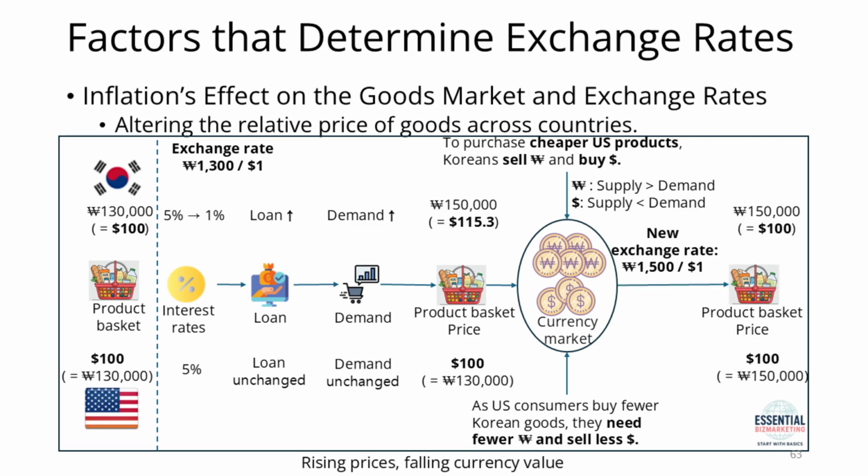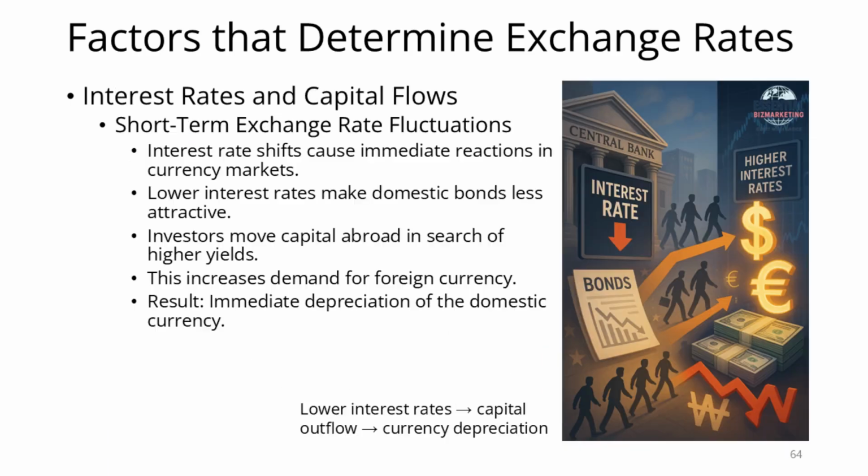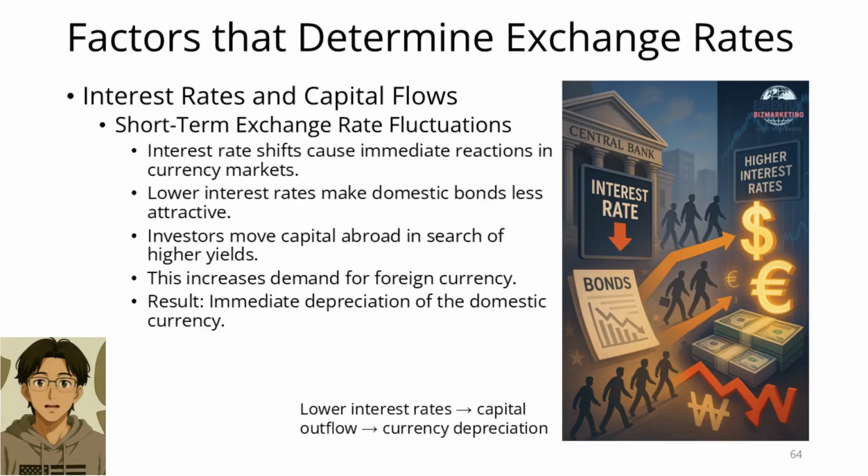Let's see how the new exchange rate restores balance. With the won now at 1,500 won per dollar, Korea's basket at 150,000 won again equals $100. The price gap disappears, demonstrating how exchange rates realign to equalize purchasing power. Let's explore how interest rates influence short-term exchange rates.